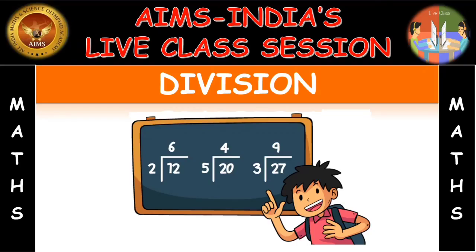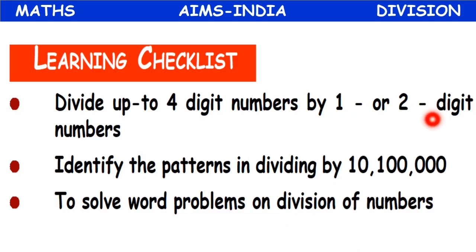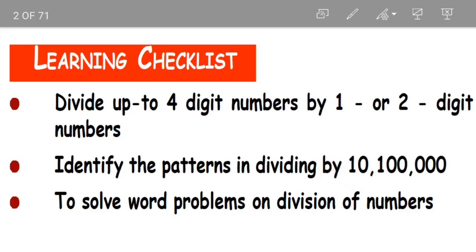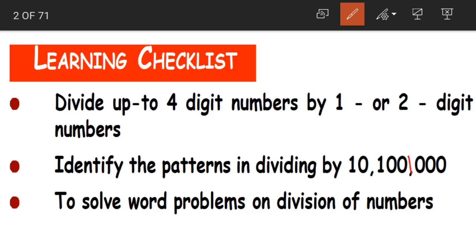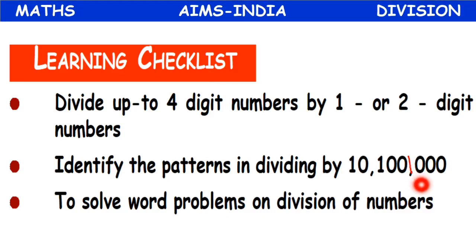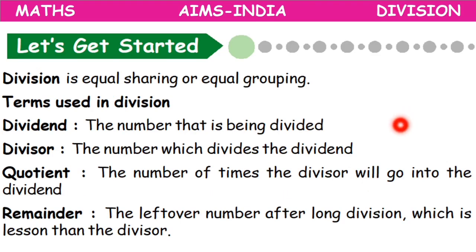So in chapter 4 we have completed the multiplication part and now we are going to start with the division. Okay. What is our learning checklist here? Yes, to learn how to divide up to 4-digit numbers by 1-digit or 2-digit numbers and identify the patterns in dividing by 10, 100, 1000. And also to solve word problems on division of numbers. Okay children, let's get started.